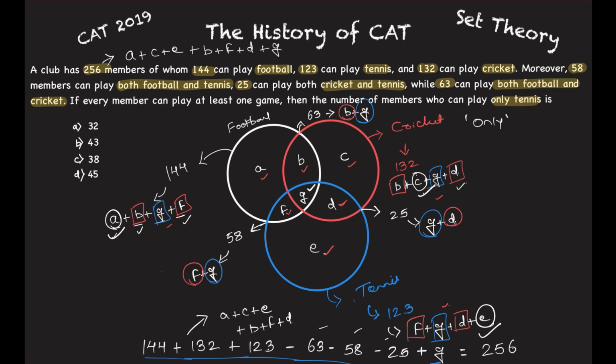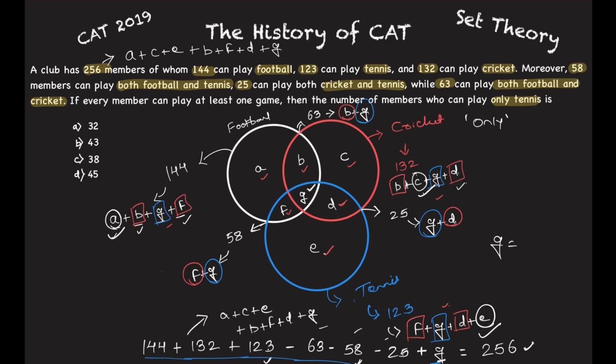There was a 3G in this, and you take out that 3G, so you add an extra G here, such that this G comes out here. And this entire thing will be equal to 256, because each of them is playing at least one game. So 256 is equal to this. That should give you the value of G. So let's calculate this and get the value of G.